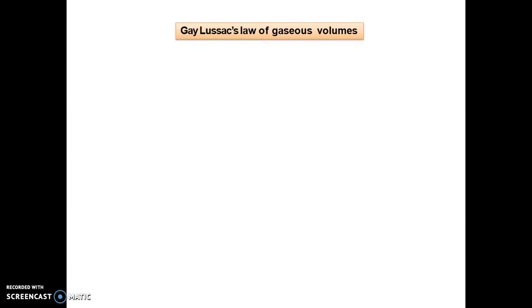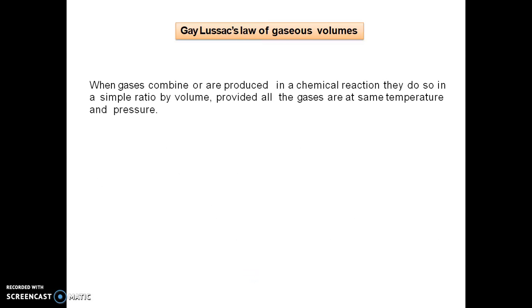Now we see Gay-Lussac's law of gaseous volume. When gases are combined or are produced in a chemical reaction, they do so in a simple ratio by volume, provided all the gases are at the same temperature and pressure. For example, H2 plus Cl2 gives twice HCl. The gases are either combined, present at the reactant side, or produced, present at the product side.